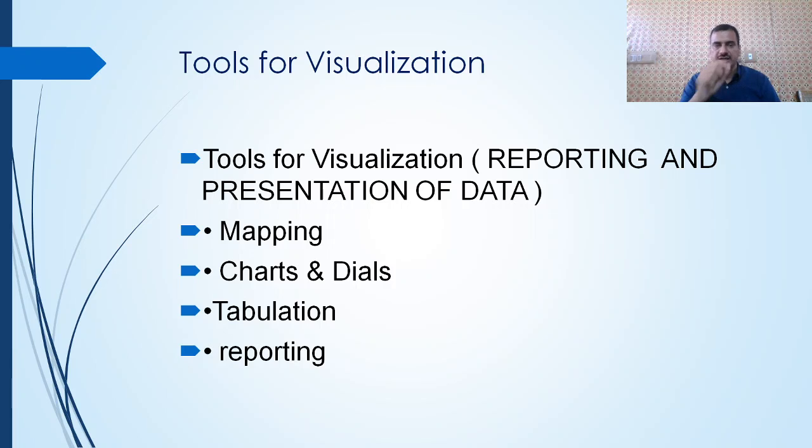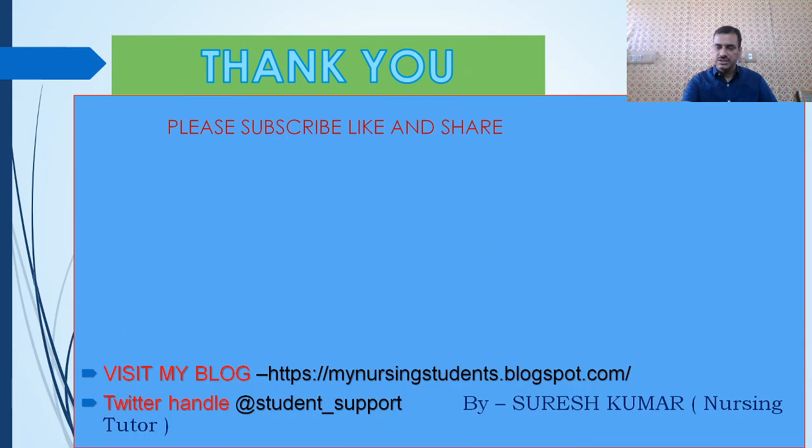Then the final process in the community need assessment is tools for visualization, means reporting and presenting the data. For this, important tools are mapping of the data, then plotting charts and dials, then making data tables, different tables, and finally reporting. In reporting, we write the conclusion and all the needs of the community. In this way, we can complete our community need assessment.